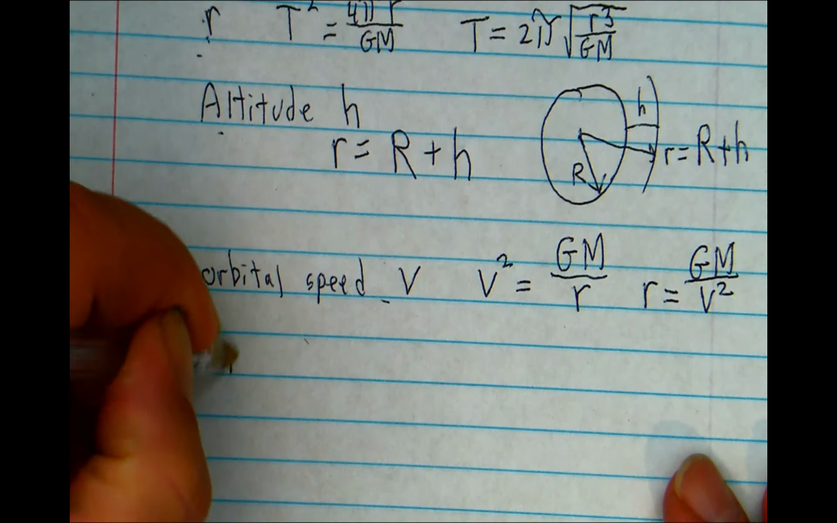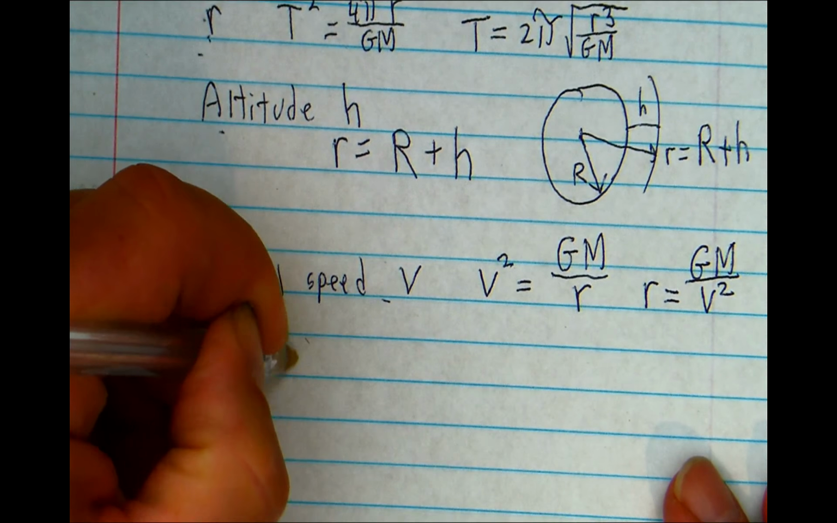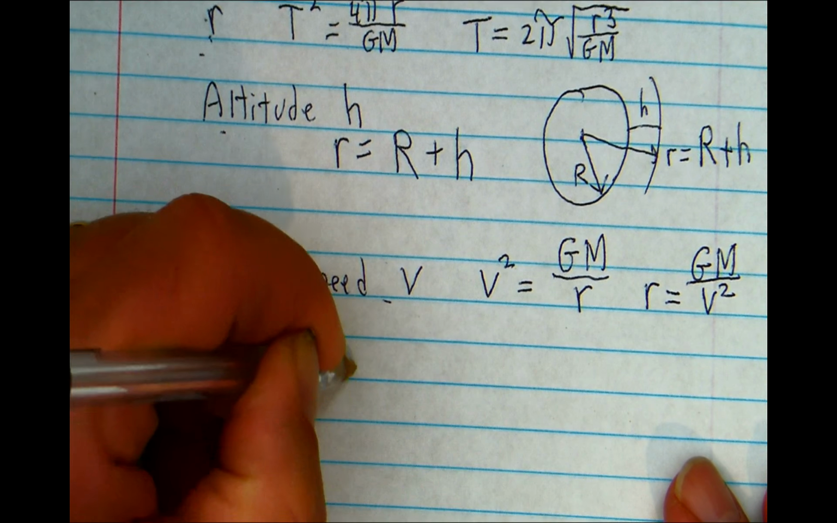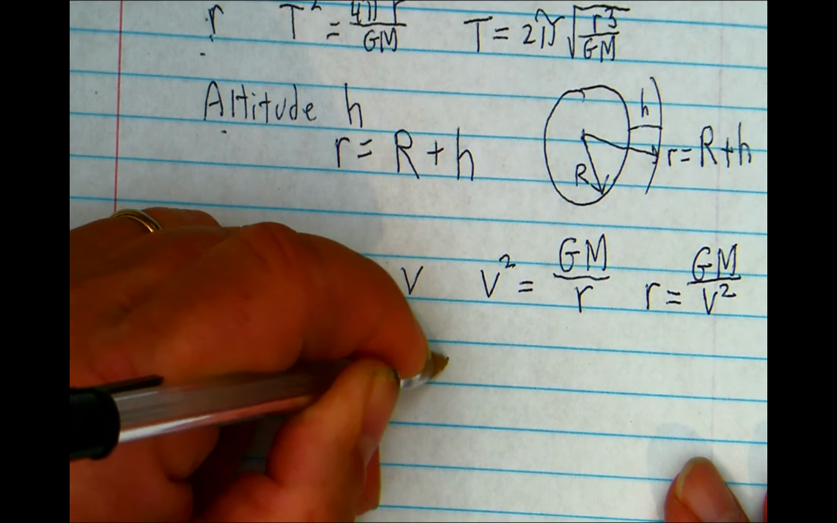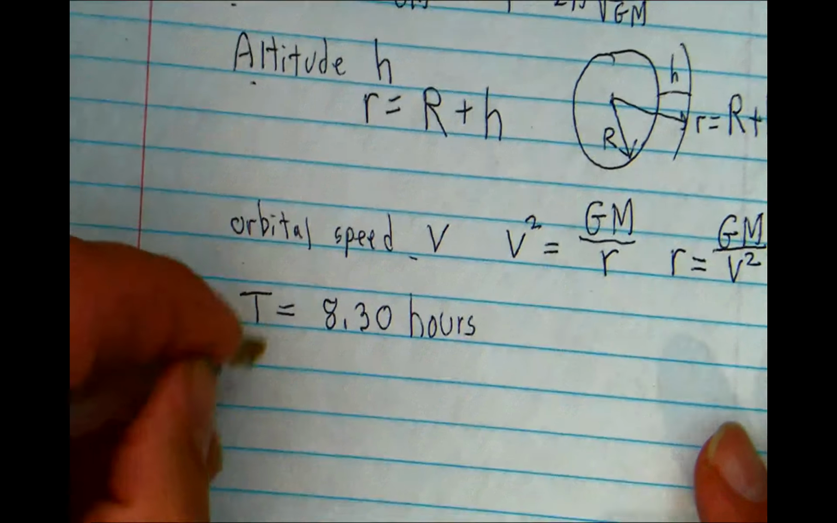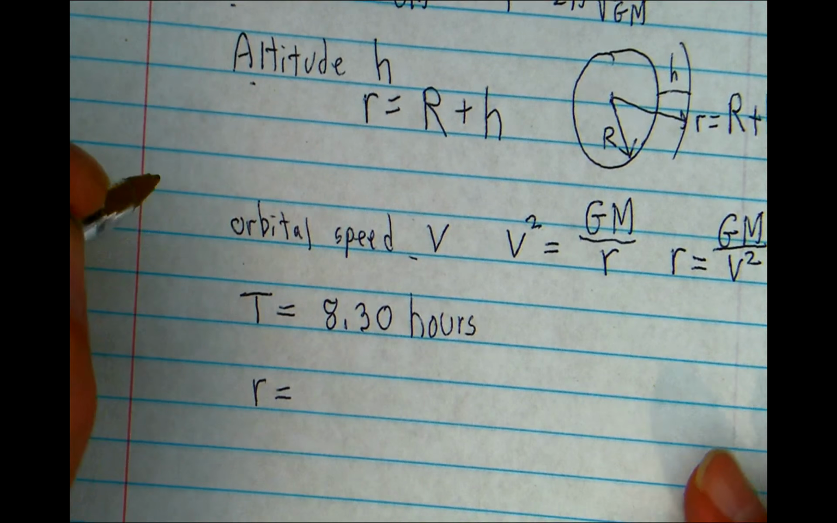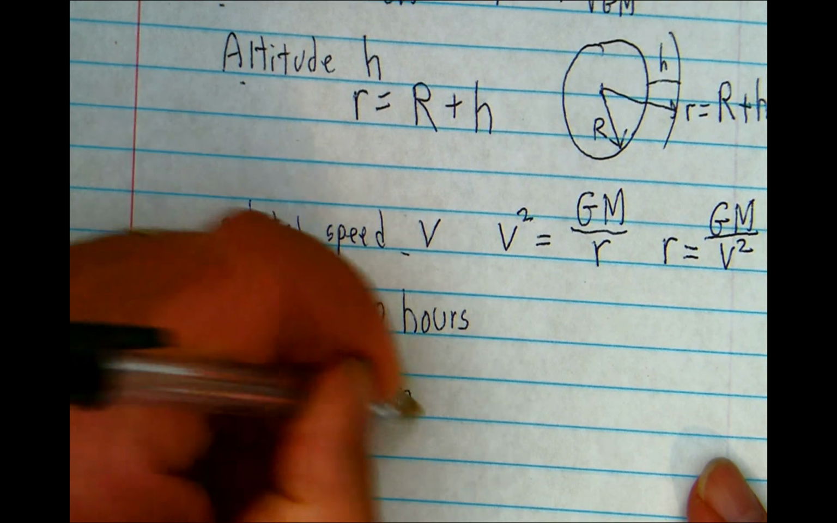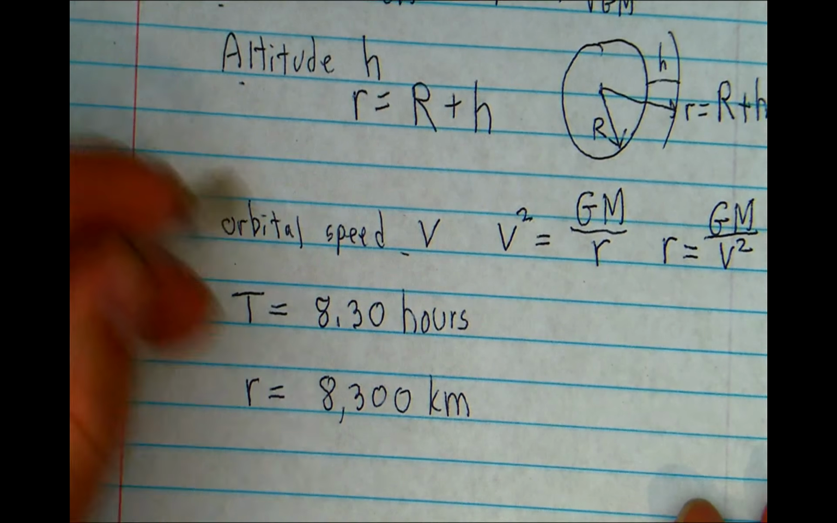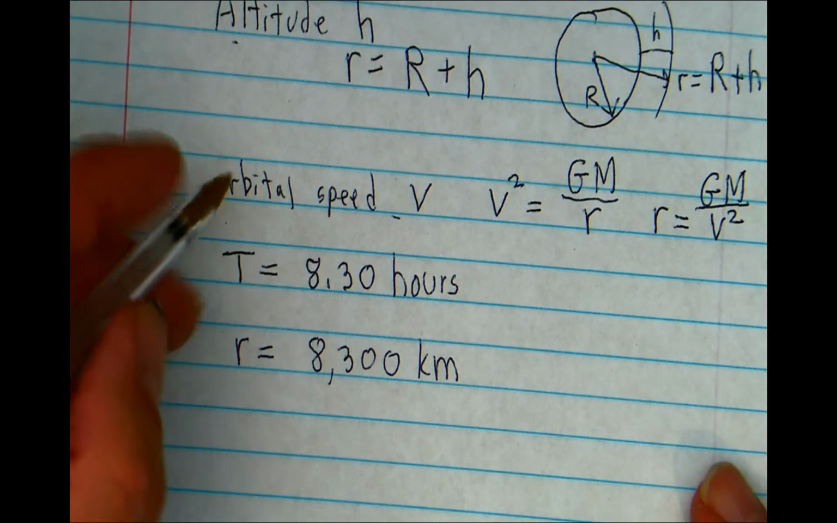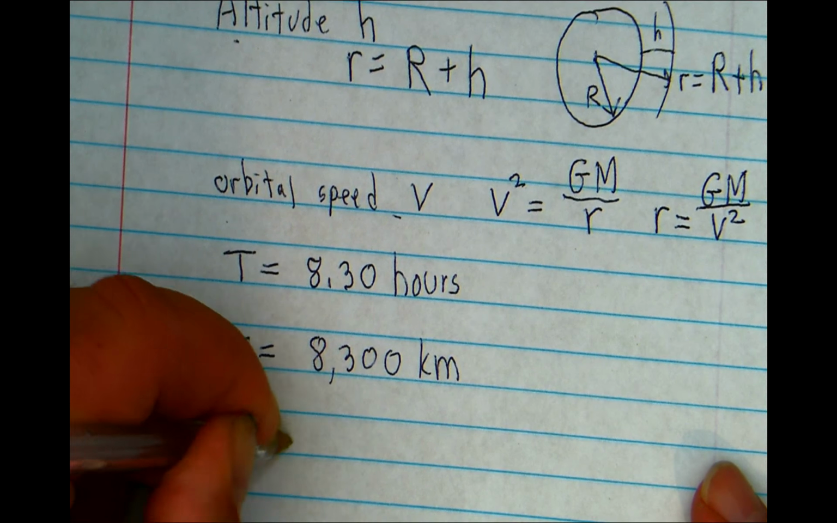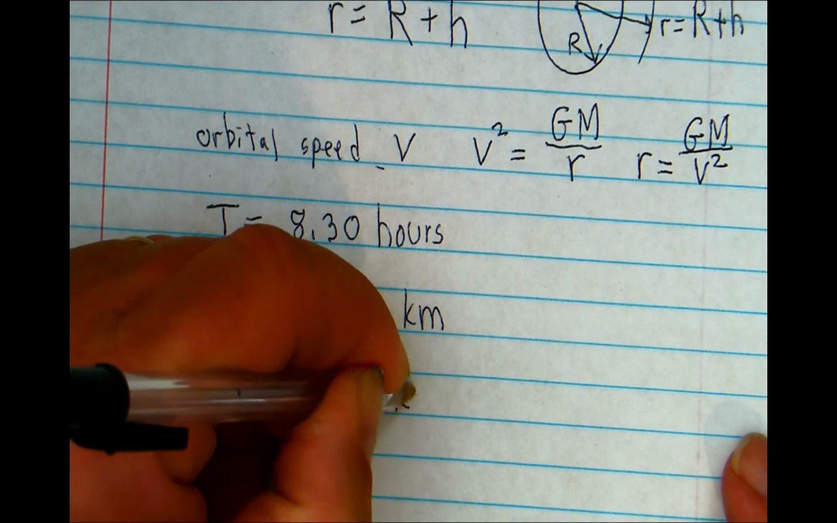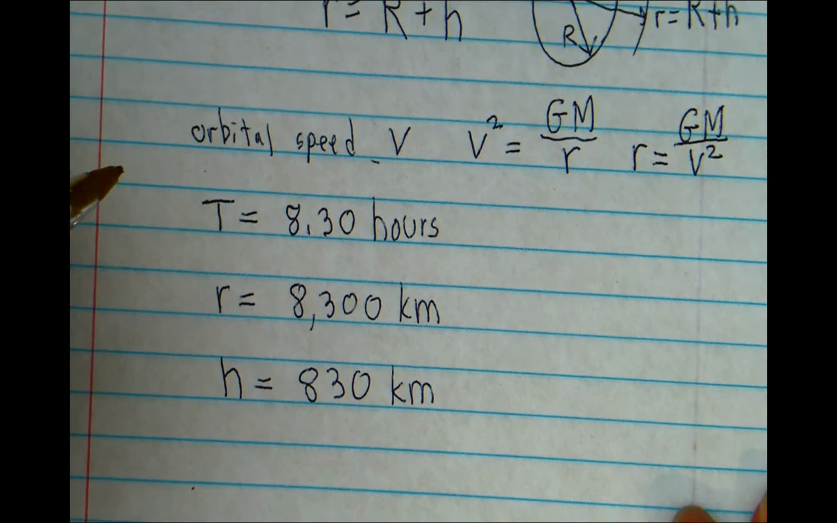So let's say I give you an orbital period of, let's just make it 8.30 hours. How do you calculate a circular orbit from that? What if instead I gave you an orbit radius of 8,300 kilometers? How do you put that into STK as an orbit? What if I told you that I have an altitude of, you guessed it, 830 kilometers? How would you put that into STK?